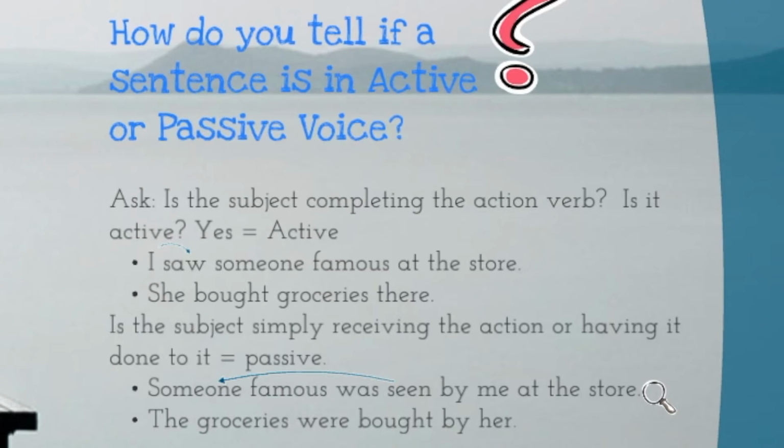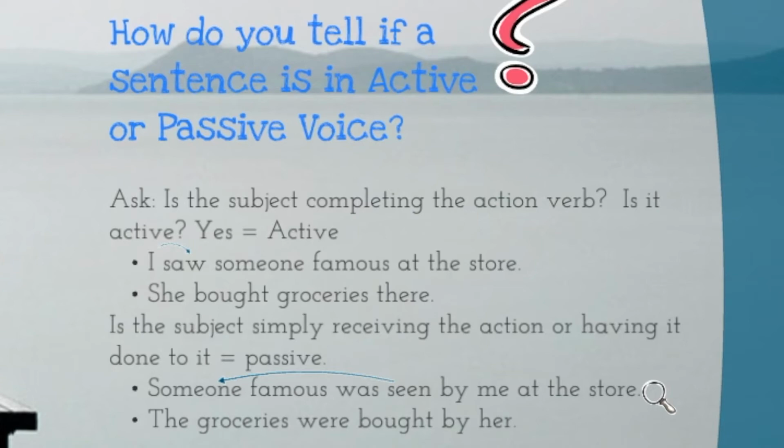If the subject is simply receiving the action or having the action done to it, it's passive voice. So, the first thing you should do is identify the subject, then the verb, and ask yourself, is the subject doing the verb or is it being done to it? So let's look. Someone famous was seen by me at the store. Here the subject is someone famous. Our verb was seen. Is someone famous seeing someone, or are they being seen, receiving the action? Here they're receiving the action. It's being done to them, so it's the passive voice.